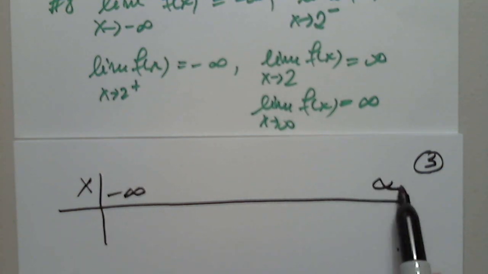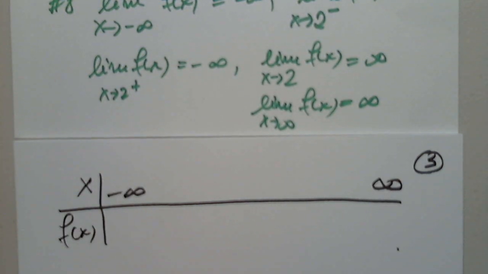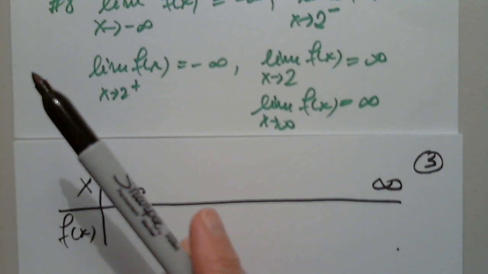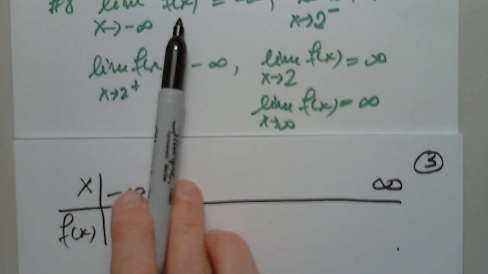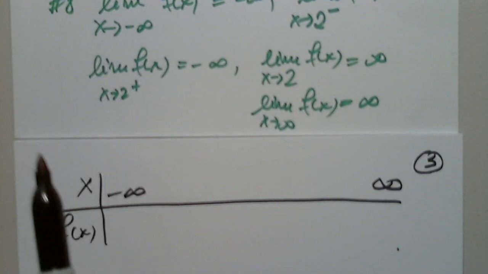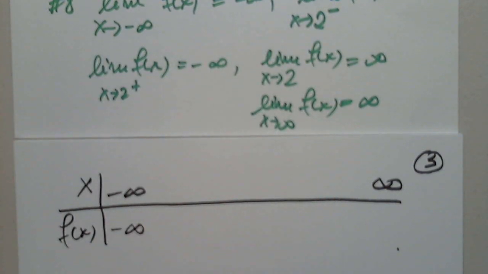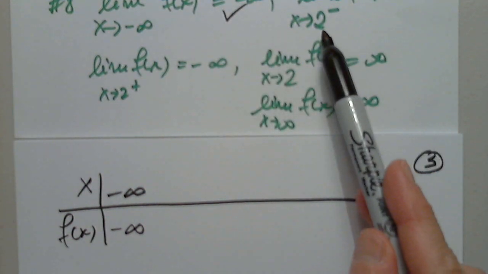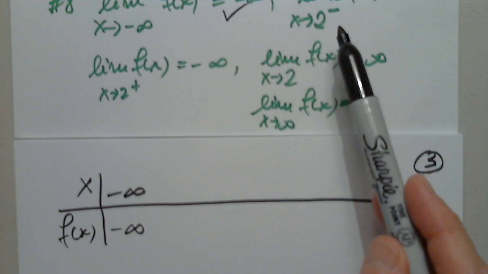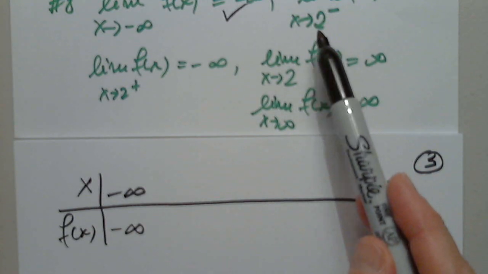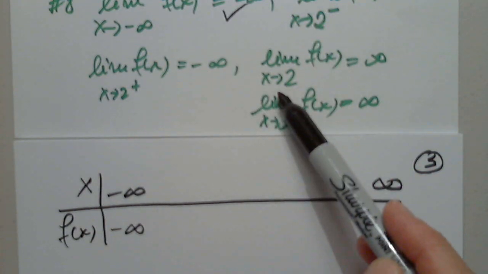Okay, so I see a function that goes from negative infinity to infinity at f of x, the x value. So now, the limit of f of x as x approaches negative infinity is negative infinity. Okay, fine. This is done. Now we're talking about 2. So 2 from the left, 2 from the right.